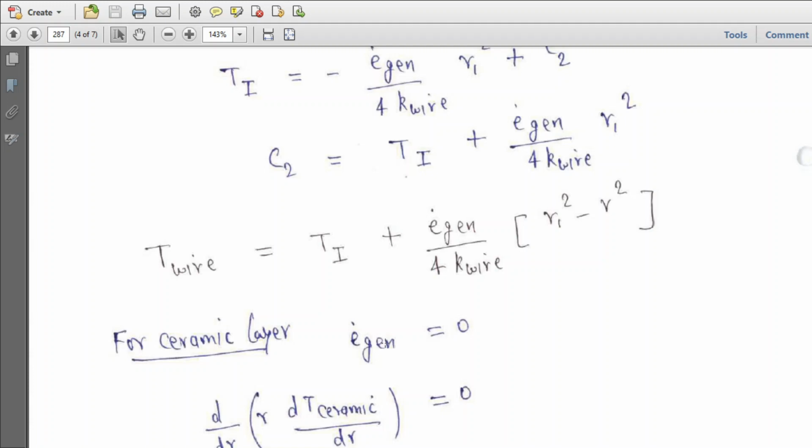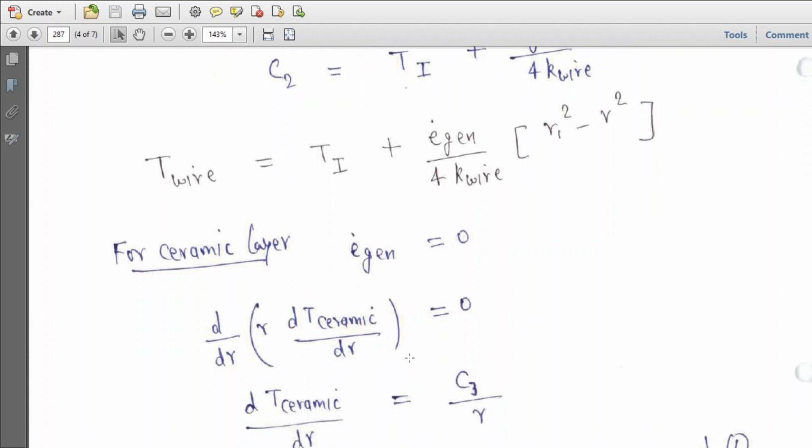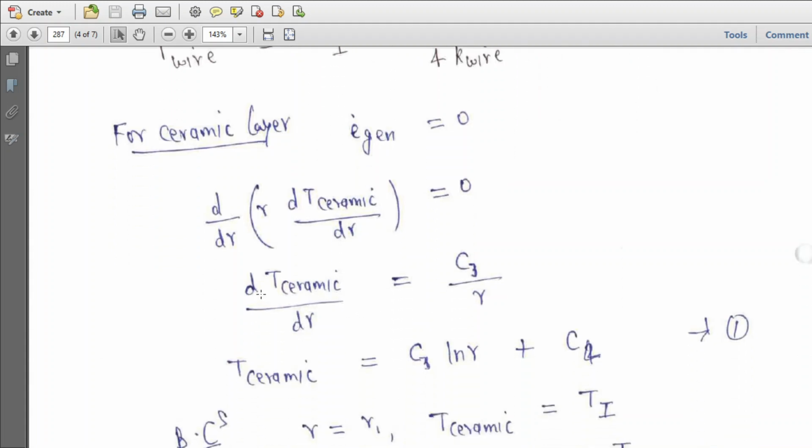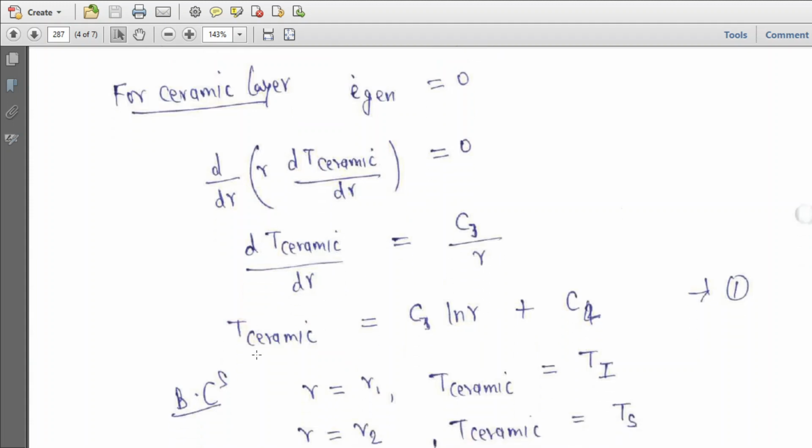within the ceramic layer, so E dot generation is 0. For that, under steady state, this equation needs to be solved: d upon dr of r dT ceramic upon dr equal to 0. Now this can be integrated. So dT ceramic upon dr equal to C3 upon r. Integrating, T ceramic equal to C3 ln r plus C4.